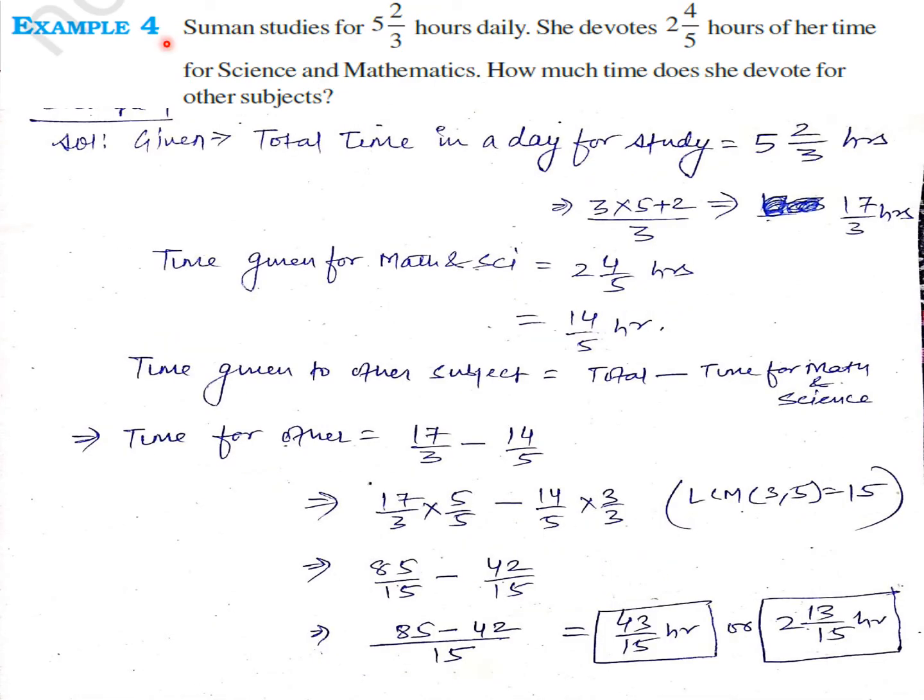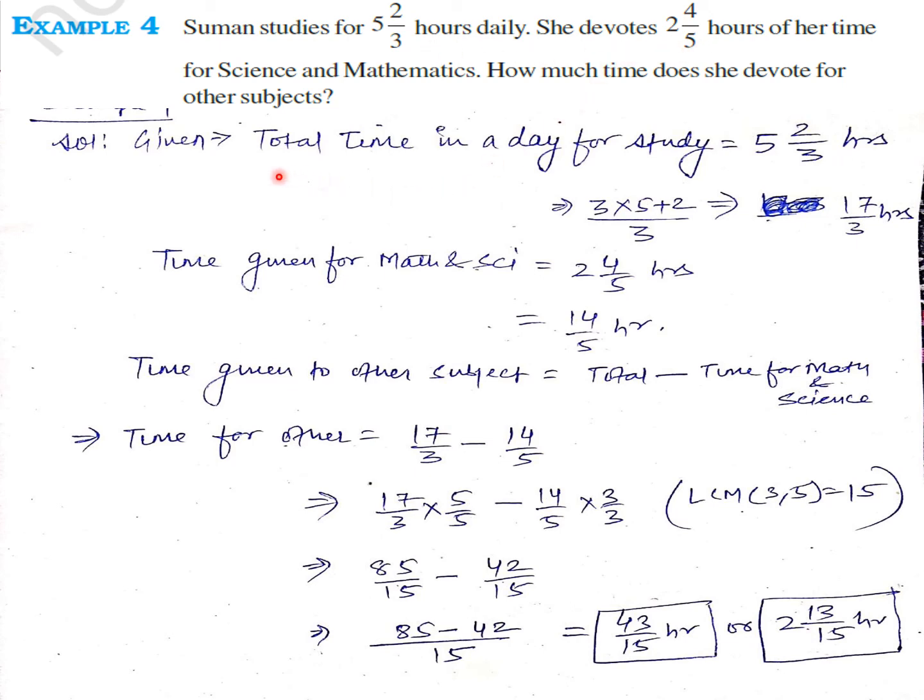Example number 4. Suman studies for 5 2 by 3 hours daily. She devotes 2 4 by 5 hours of her time for science and mathematics. How much time does she devote for other subjects? Again, a simple statement. Try to understand. This girl Suman, she is studying these many hours daily. Out of these hours, she studies these hours for maths and science. Question is asking how much time she is devoting for other subjects. Very easy. This minus this. Only issue is now they are fractions, so we have to take care of some things.